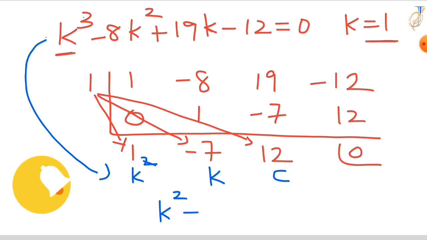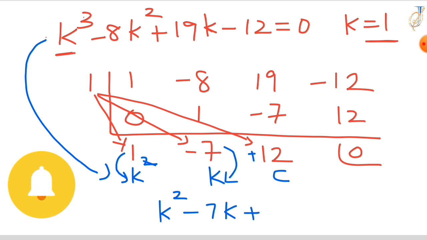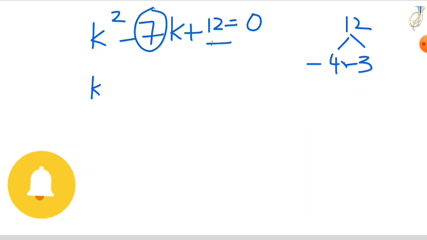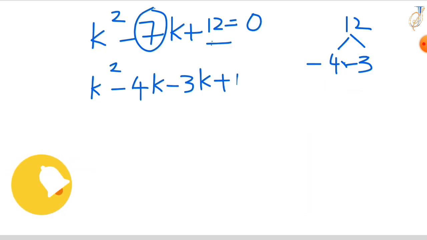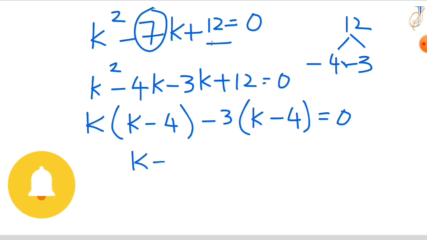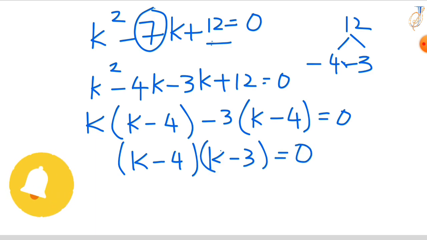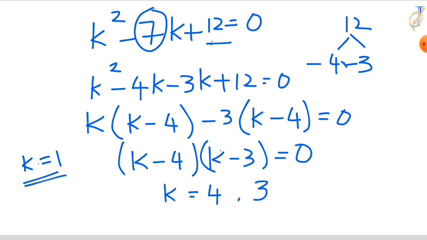That is 1 times k power 2 minus 7 times k plus 12 equal to 0. So k power 2 minus 4k minus 3k plus 12 equal to 0. k minus 4 and k minus 3 are factors of this quadratic equation. And we have one more, that is k equal to 1, the first root. So after this we'll get k equal to 4 and k equal to 3. So these are the 3 roots. These are the k values.